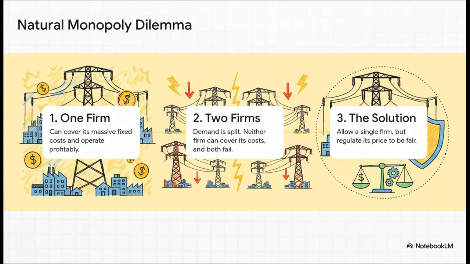Let's break this down. Step 1. A single electric company builds the grid. It can serve all the customers and spread out those enormous fixed costs, enough to turn a profit. Okay, makes sense. Step 2. But now imagine a second company comes in and builds a whole parallel grid. Now the customer base is cut in half. Suddenly, neither company can sell enough electricity to cover its massive costs, and they both go out of business. So what's the fix? Step 3. Society agrees to allow one firm to exist, the natural monopoly. But in return, the government steps in to regulate the price they can charge, making sure they don't abuse that power.